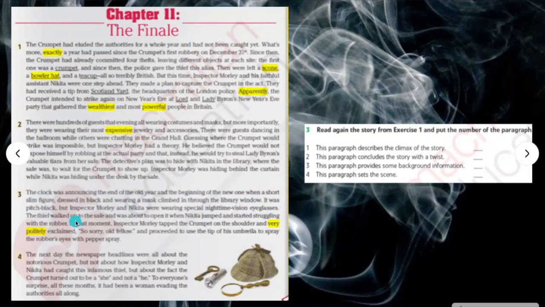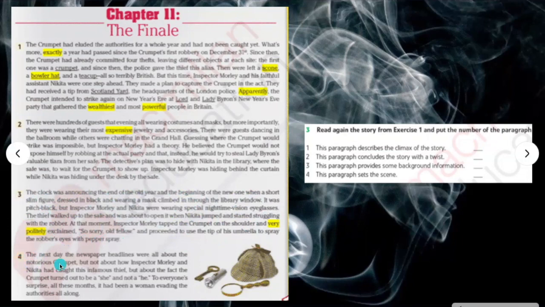The thief walked up to the safe and was about to open it when Nikita jumped and started struggling with the robber. At that moment, Inspector Morley tapped the Crumpet on the shoulder and very politely exclaimed, "So sorry, old fellow," and proceeded to use the tip of his umbrella to spray the robber's eyes with pepper spray.